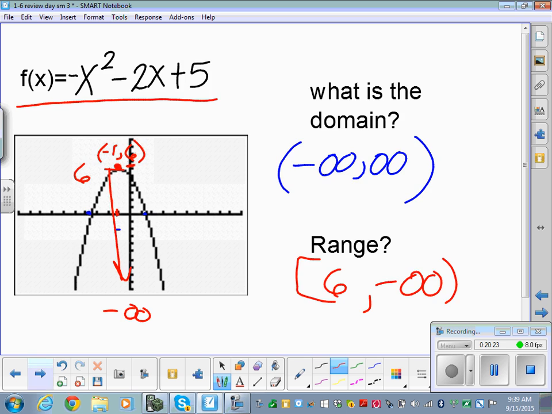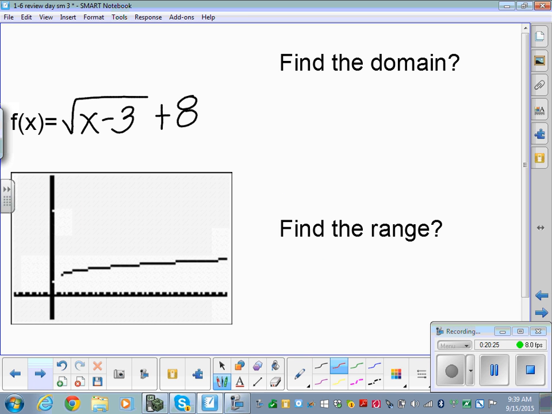Okay, next one. Find the domain, find the range. Given f of x is equal to the square root of x minus 3, plus 8.